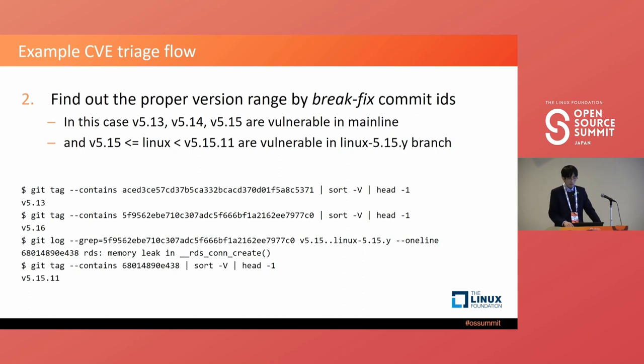So you can supply the fix commit to the git log --grep command to identify the fix commit in the Linux 5.15.y branch, then do the same as previously. You can identify the version that fixed the CVE in the stable branch. In this example, the CVE was fixed in 5.15.11.